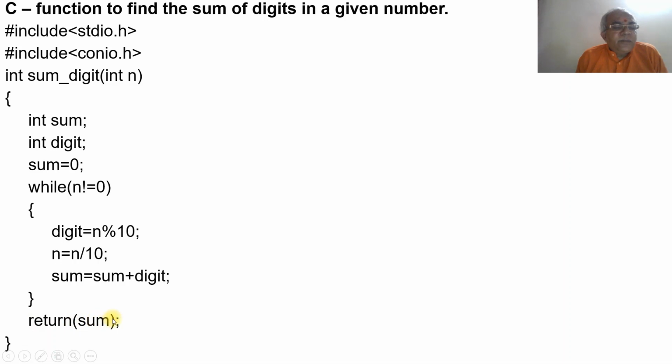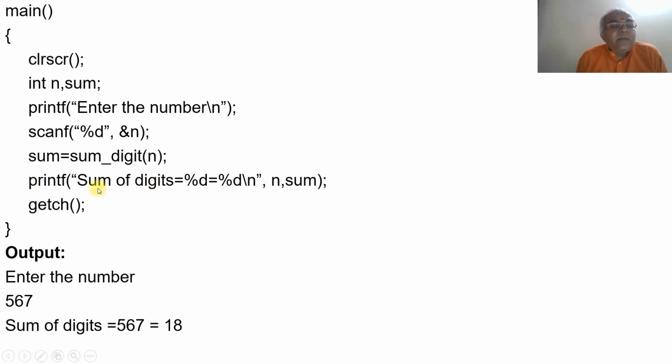Then it returns the value of sum, which is 18. Then it comes back to the main program and prints that particular value.